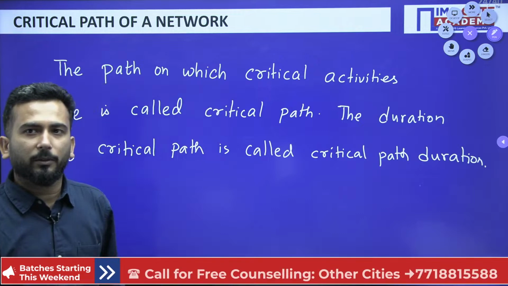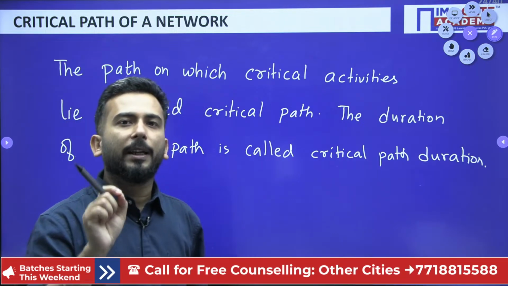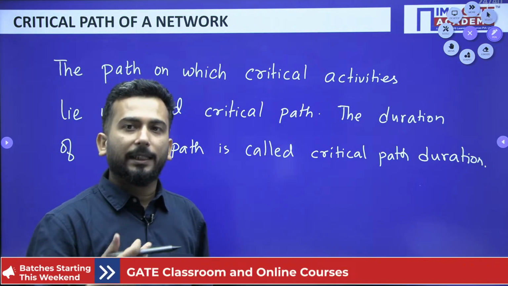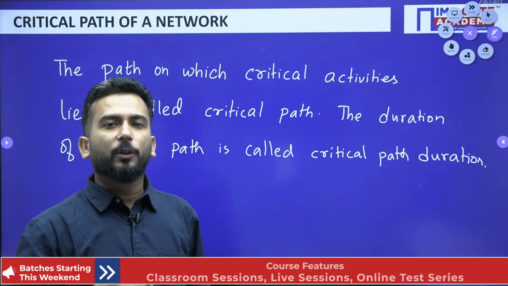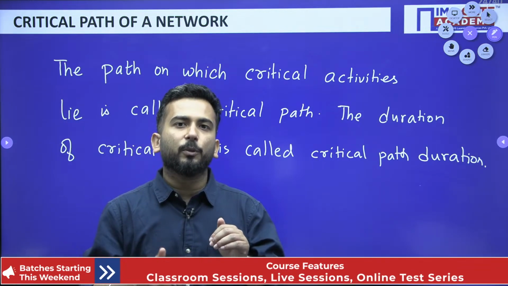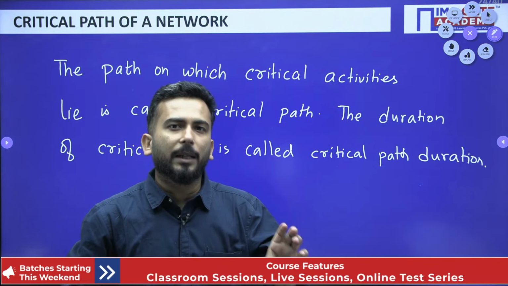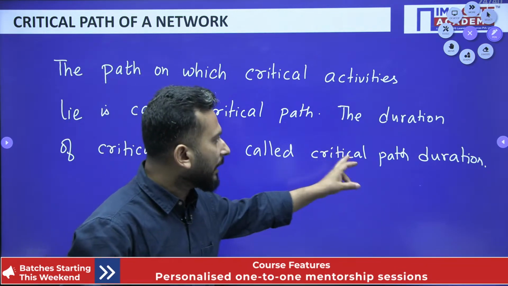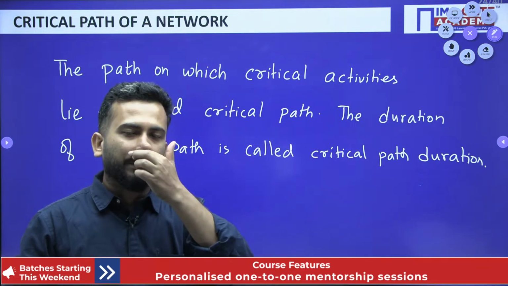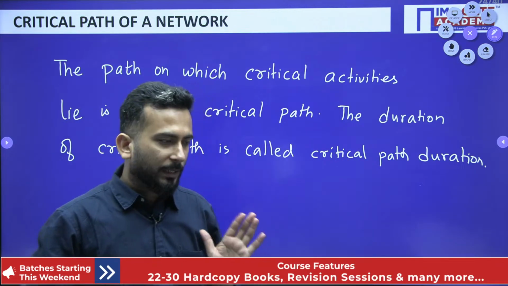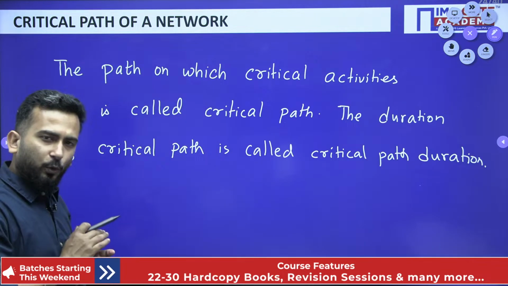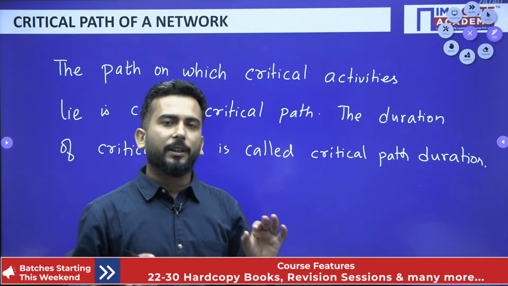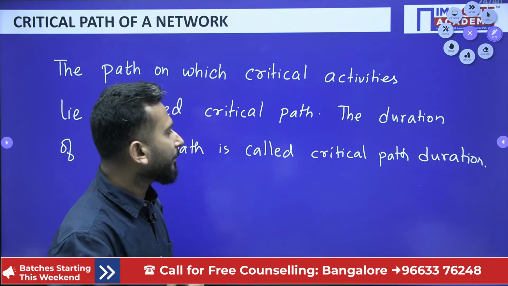So what is the critical path duration? Critical path duration is the minimum time in which you can complete the entire project. I asked you in the beginning of the video, I told you that after the discussion, you will be able to tell the minimum time in which you can complete the entire project. So critical path duration is the minimum time by which you can complete the project. Now, there are so many questions based on critical path which you will be getting almost every year as far as your GATE is concerned, right?